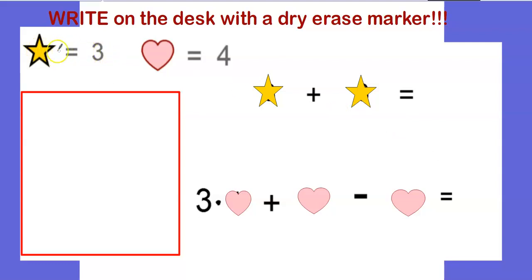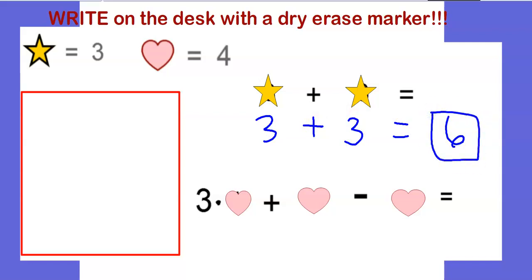make sure that you write this down on your paper. Everybody else in class, you're writing this on your desk with a dry erase marker. If you are given a paper, which you should know who you are, go ahead and write down star equals 3, heart equals 4. And so if I substitute the stars out, write down star plus star. I know that the star is equivalent to 3. And so 3 plus 3.